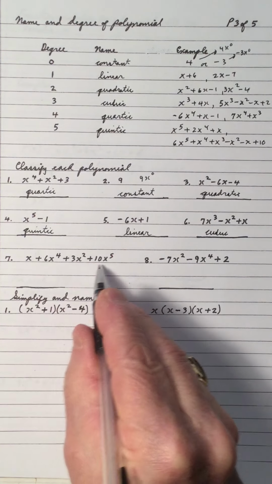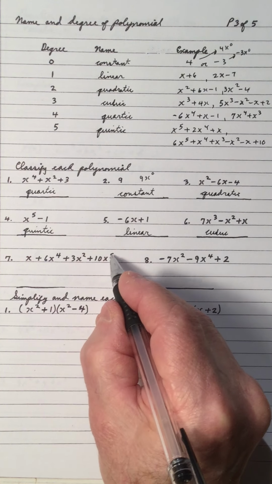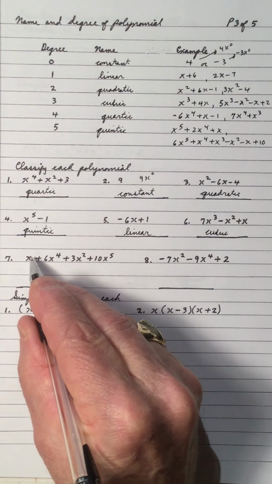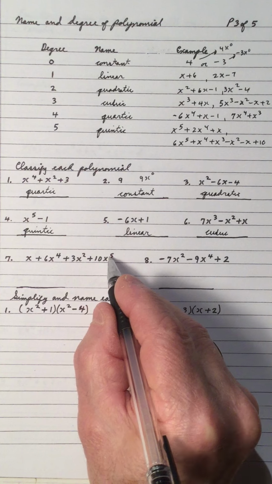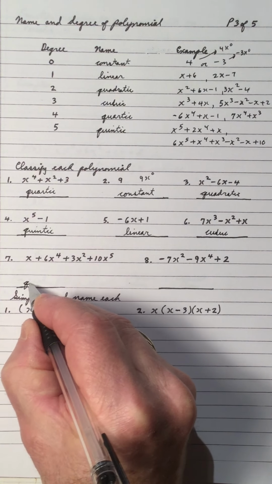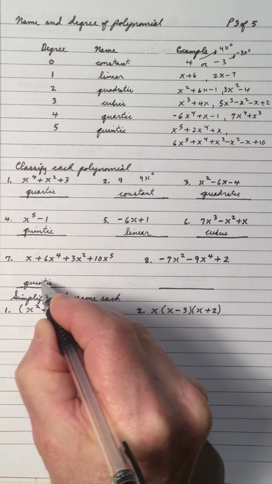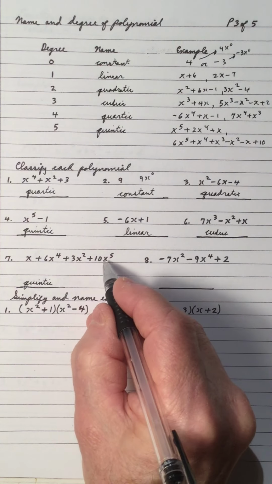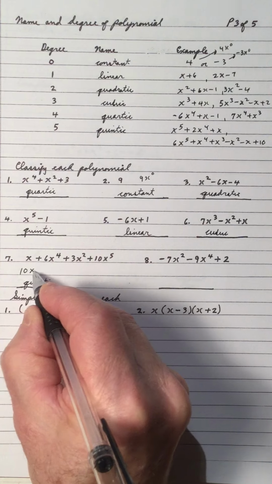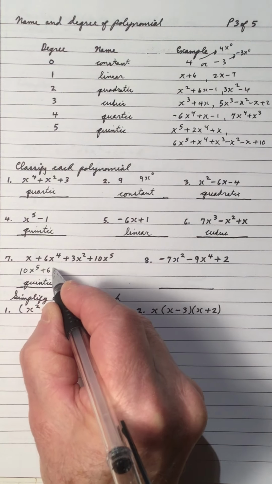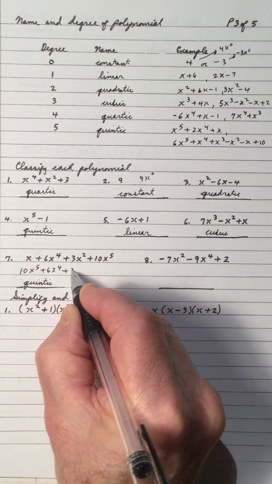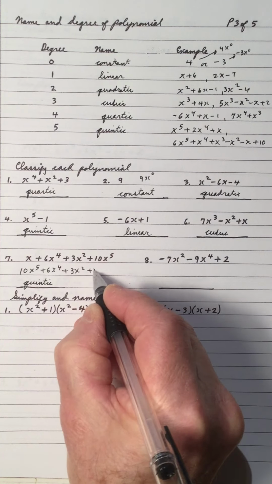And you can put this in descending order if you wish, or you can look at this and say, well, the highest degree is 1, 4, 2, 5. This is degree 5, so it's a quintic. But I'm going to put it in descending order just as a little exercise. So this is 10x to the 5 plus 6x to the 4 plus 3x squared plus x.